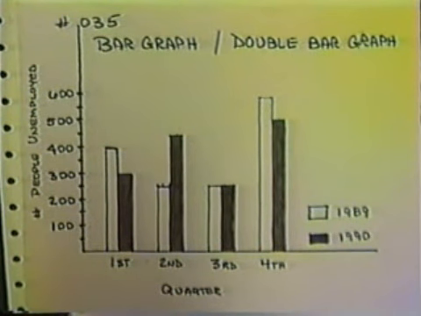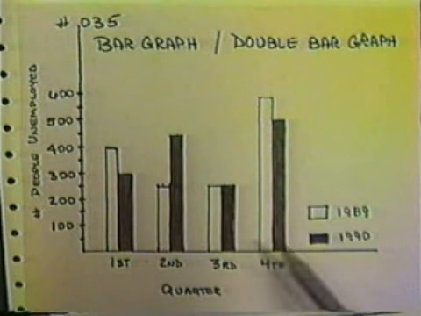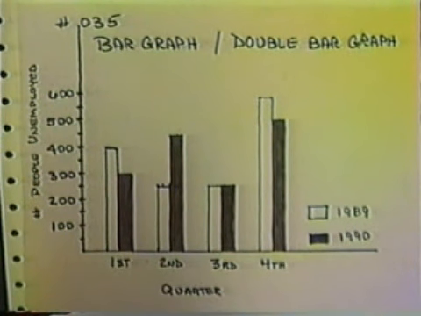Okay, we're going to look at a double bar graph. This is a double bar graph. The only difference between this and a bar graph is there's two bars instead of just one. Okay, now let's look at this. It's divided up into two parts. Our horizontal is going to represent the different quarters.